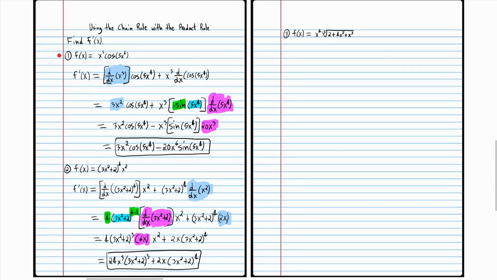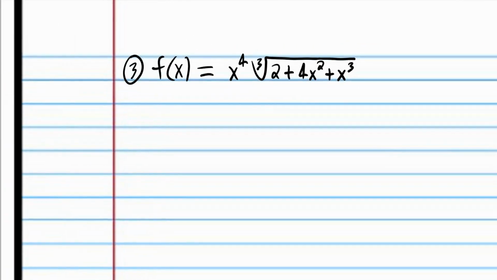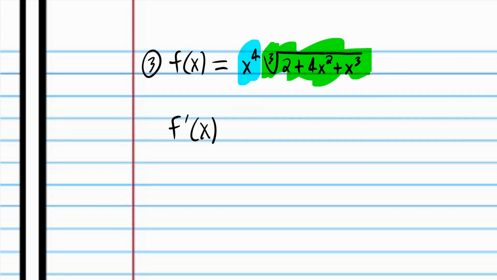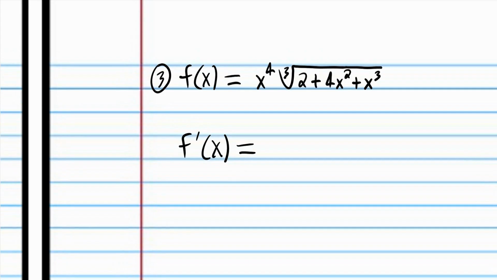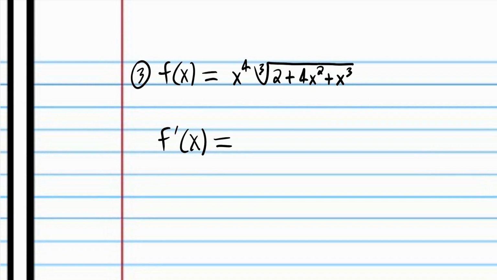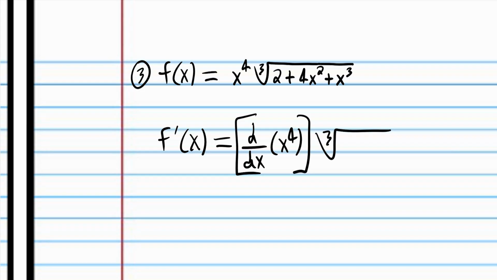So let's try one more of these before you try one on your own. So again, we have a product, x to the 4th times this cube root. And so we have to use the product rule. So we're going to find the derivative of the first expression in the product, and then multiply that by the second expression in the product.